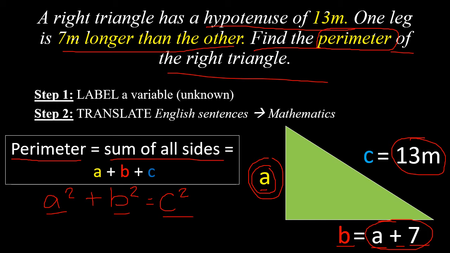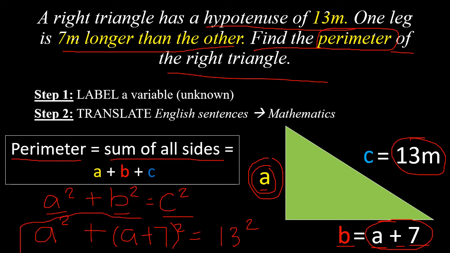Well, for us, that means our first leg we called a, so a squared. Our second leg b, we know is a plus 7, so we have the quantity a plus 7 squared, which is going to be equal to 13 squared, okay? So now we've translated and gotten a lovely formula, a squared plus the quantity a plus 7 squared equals 13 squared, that we can use to solve. So let's do that on our next slide.